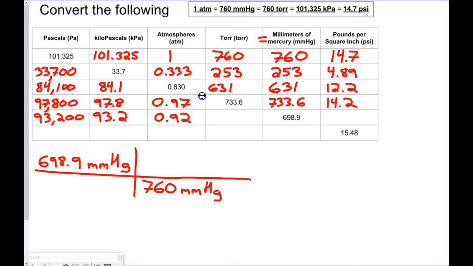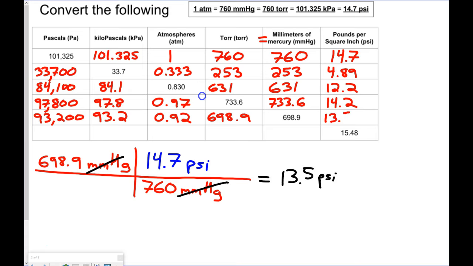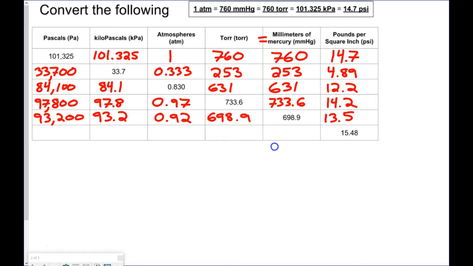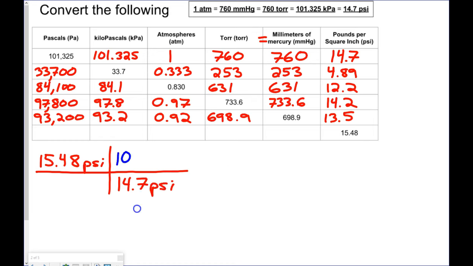Erase that. Now let's substitute in for what we got for torr. Remember, that's going to be the same thing there, torr in millimeters of mercury, but PSI, 14.7. Cancel that, and I'm left with 13.5 PSI. Erase that. Let's do our final set here. Starting with 15.48 PSI, I'm going to be converting that with my dimensional analysis into first kilopascals. Cancel that, 106.7 kPa.